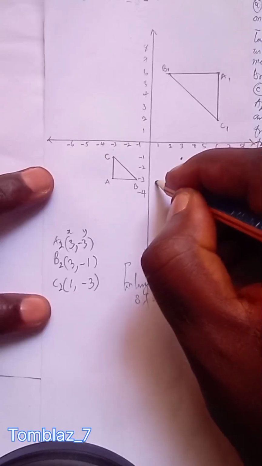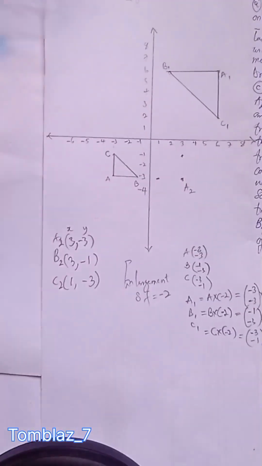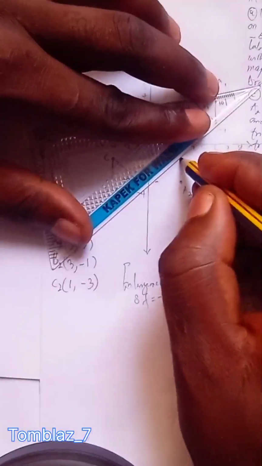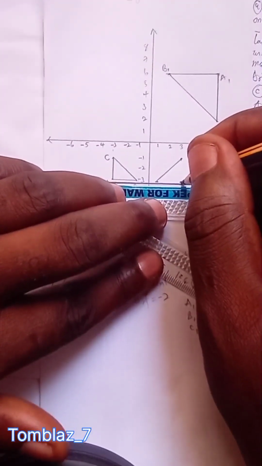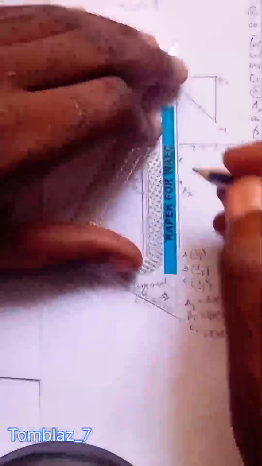So let's draw the new triangle. So you draw it this way. You draw it this way. You draw it this way.